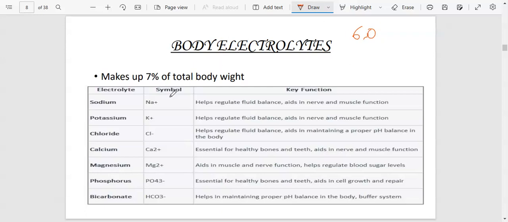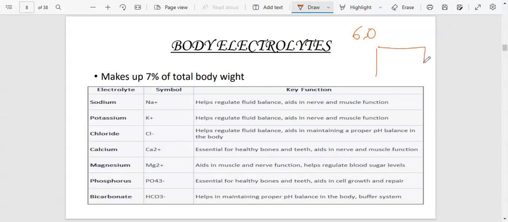Now, for the body electrolytes, we've got sodium, potassium, chloride, calcium, magnesium, phosphorus, bicarbonate. These are the many body electrolytes. So, what's the function of the sodium ion? The sodium ions help regulate fluid balance, and they also help in nerve and muscle functions.